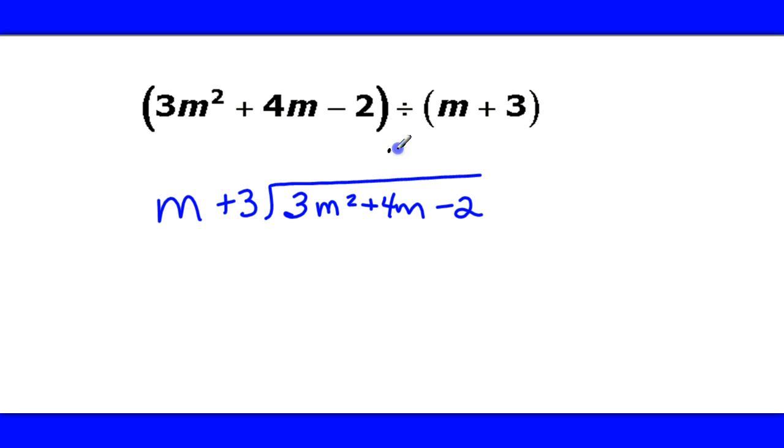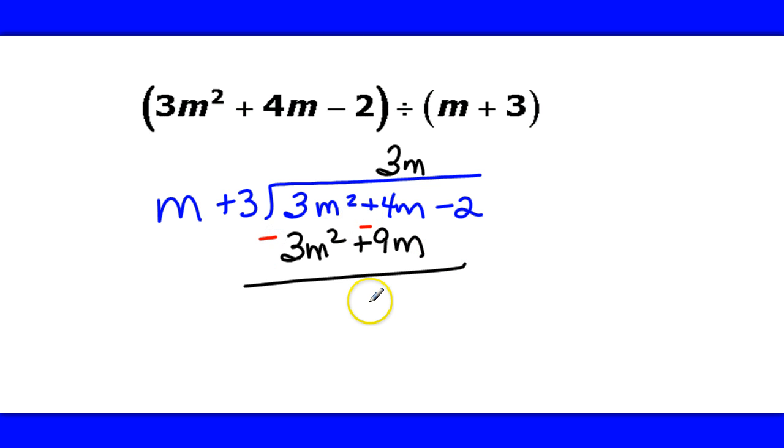Okay, so we're going to start with a 3m up here. 3m times m is 3m squared. 3m times 3 is a positive 9m. We're going to subtract those. That's going to give me a negative 5m minus 2.